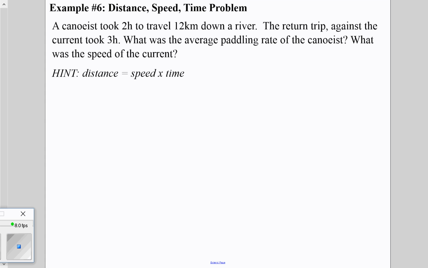Okay, and last but not least, this is another science or physics problem. And in this case, it's a distance, speed, and time problem. So we're going to use this hint here that distance is equal to speed times time to set up our two equations. In this case, the distance that you're traveling is given. It's 12 kilometers down the river. The time is given. We have two different times.